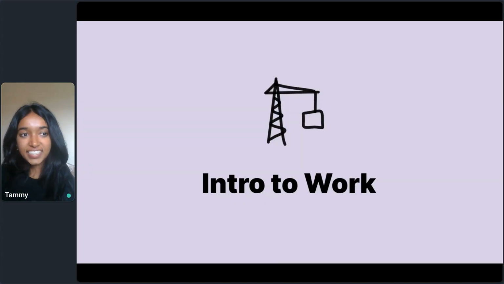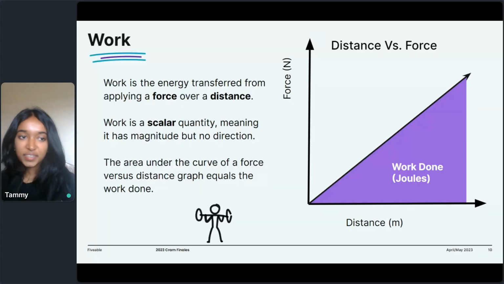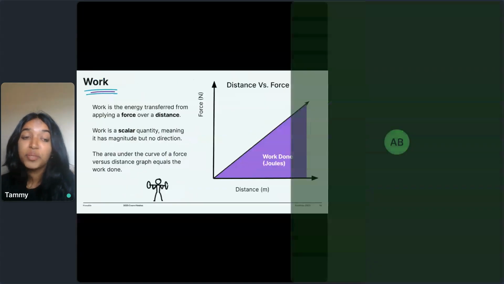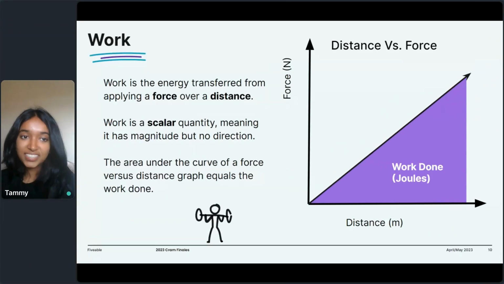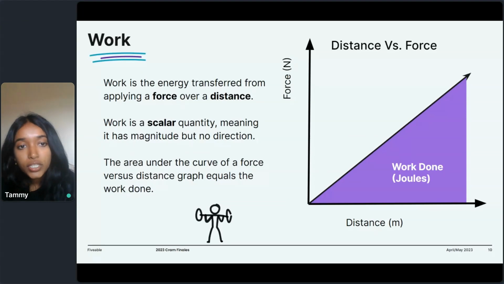Okay, let's get started on intro to work. Work is defined as the energy transferred when a force is applied over a distance. For example, when you lift a box, you're doing work on that box. The amount of work you do depends on two things: the force you apply and the distance over which you apply it.